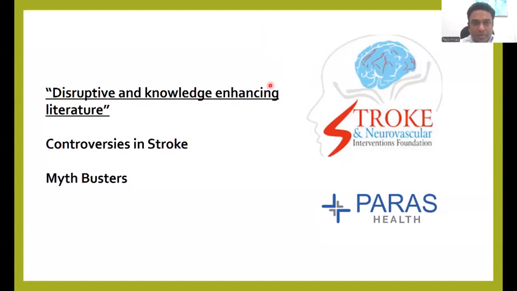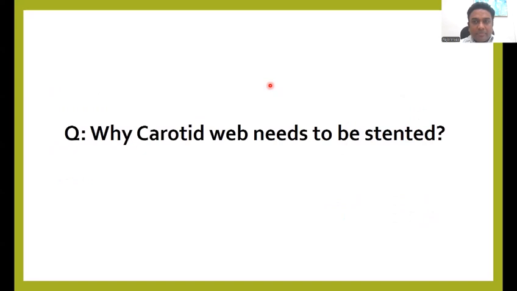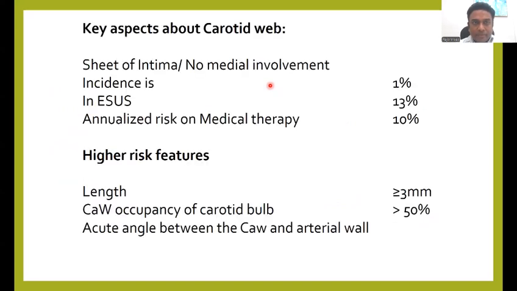In this particular video, we will discuss why carotid web needs to be stented. Some of the key aspects about carotid web: it's a sheet of intima, and there is no medial involvement. The incidence is approximately 1% in the general population. But when it comes to ESIS, the incidence goes up to 13%, and the annualized risk of stroke despite medical therapy is close to 10%.